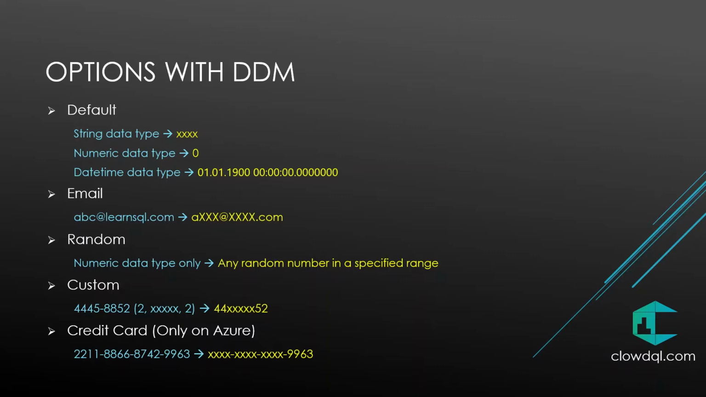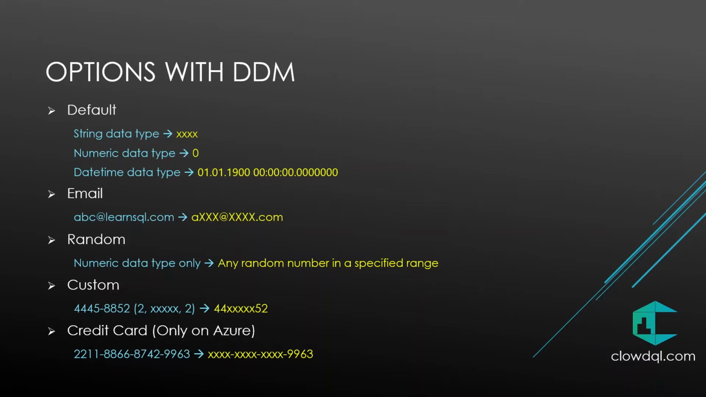Then we also have a random masking rule, and this works for numeric data types like integer or float. It assigns a random number from a specified range to each value and hence protects the actual value from being exposed.